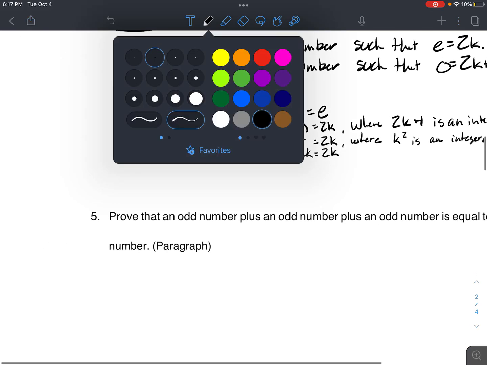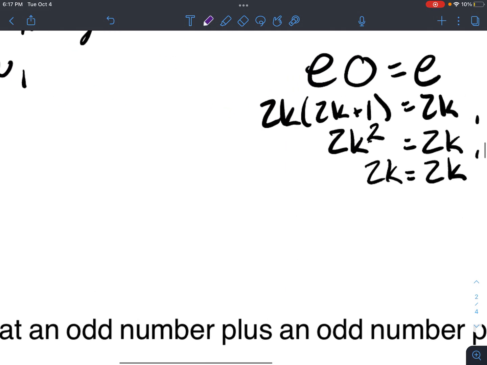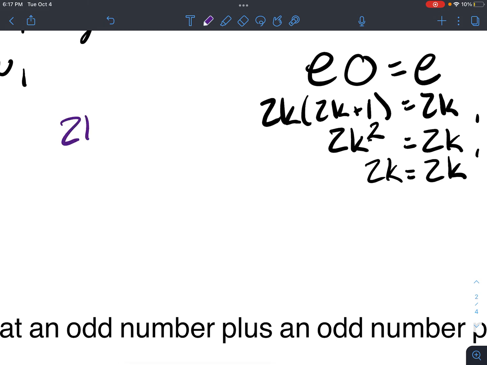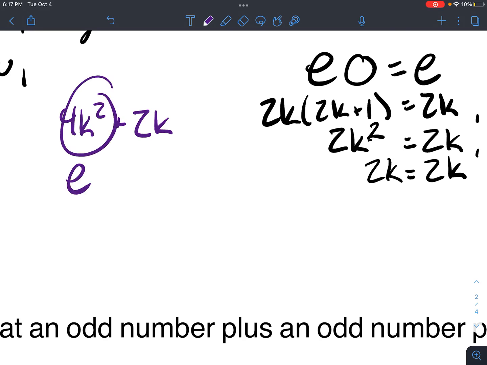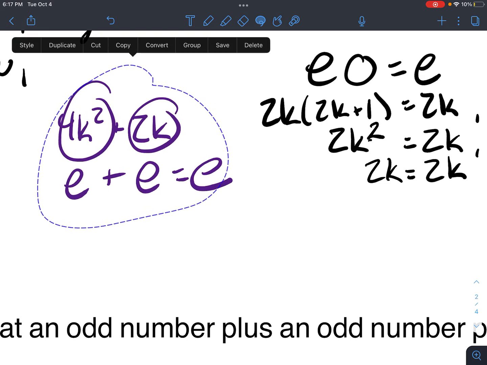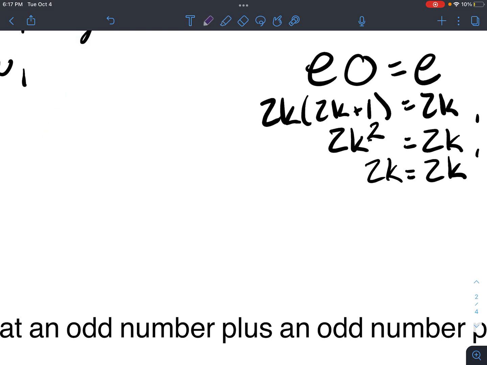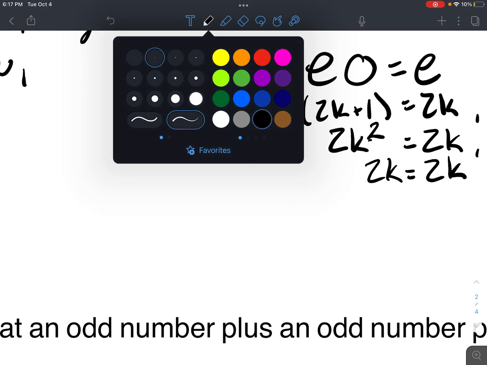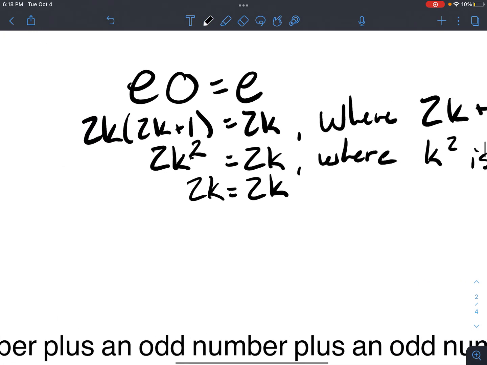There's other ways you could do it. We could go through and distribute. So we'll have 4k squared plus 2k. And you could go throughout and do it like this. You could prove that this is an even number and this is an even number, because we have even number plus even number. We're going to get an even number. There's so many different ways that you can do this. So don't get super attached onto one thing. Just try what you like.